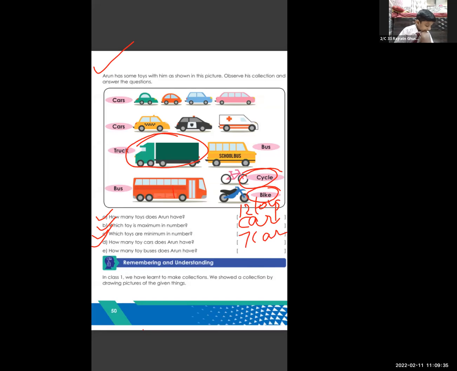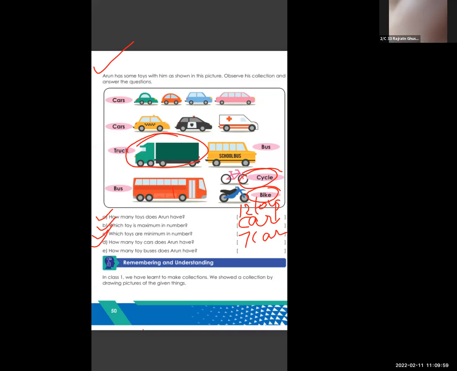Very well done. Now I am meeting another student. That student name is Ruban. Teacher, I am muted. Yes, teacher. Ruban, now you have to read the E question.